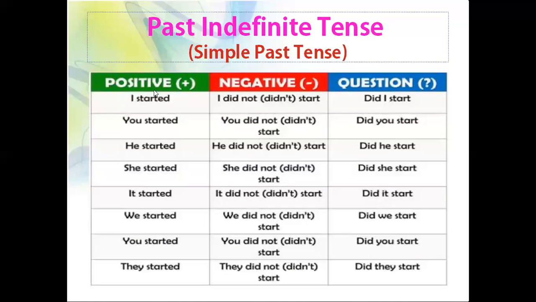We can see examples using the verb start in sentences. For example, in positive, I started. In negative, I did not start. In question, otherwise known as interrogative, did I start? Next, you started. You did not start. Did you start? He started. He did not start. Did he start? She started. She did not start. Did she start? It started. It did not start.